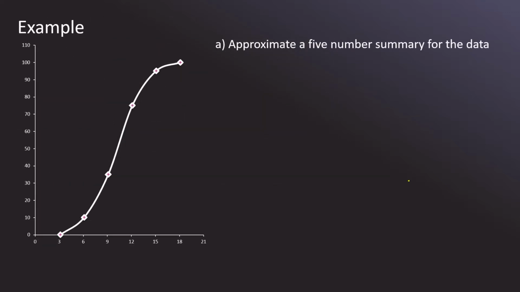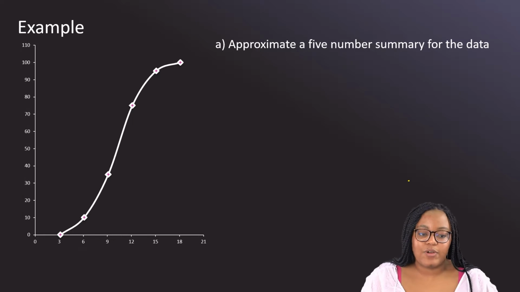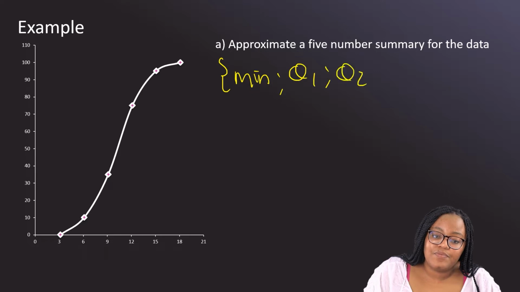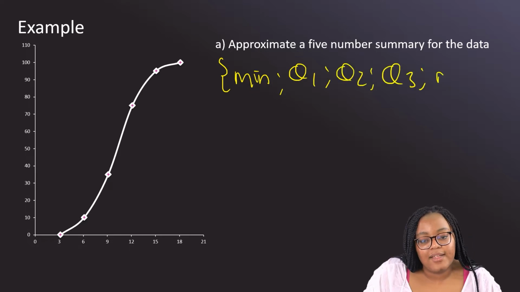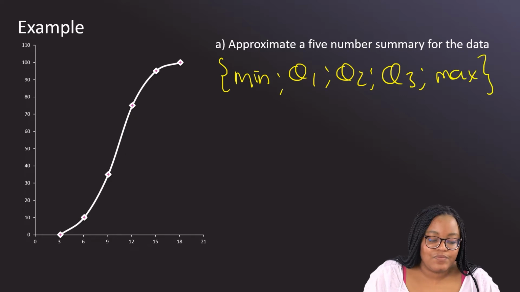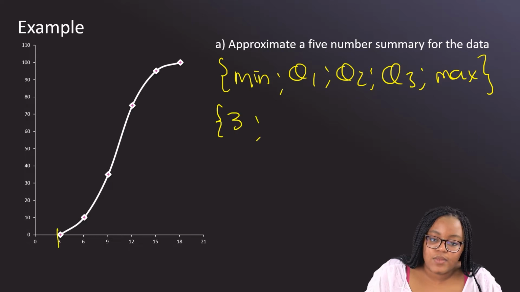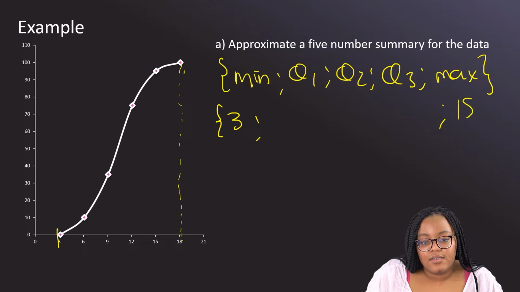Let's see how we can use our ogives practically. We've been asked to approximate a 5-number summary for this data. So our 5-number summary, if we remember, is going to be the minimum, the lower quartile, the median, the upper quartile, and our maximum value in this data set. The minimum value in this data set, if we read it off of our ogive, is going to be at 3. The maximum value in this data set, if we read it off of our ogive, is going to be at 18.